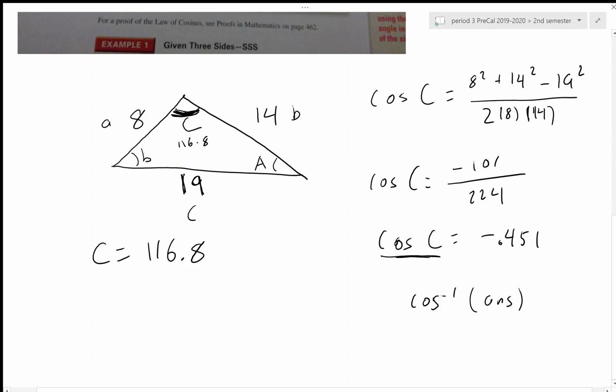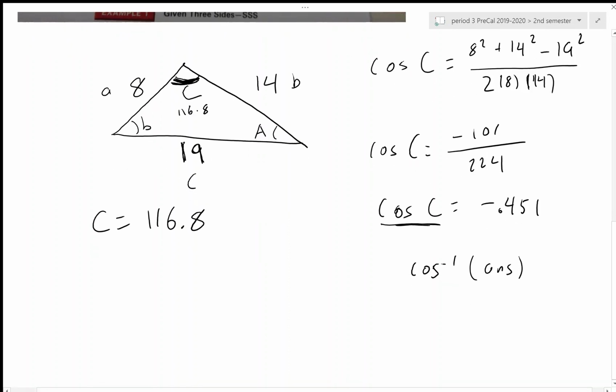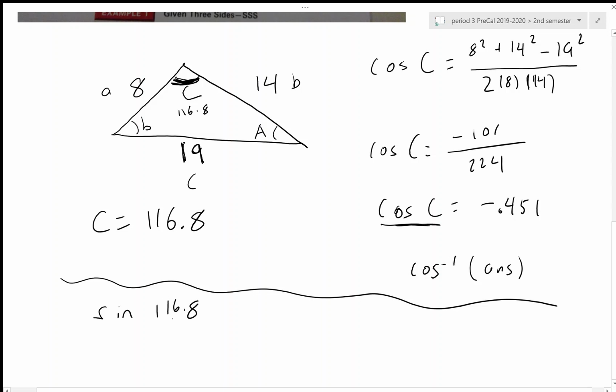Now, from here you have options. I can do the same thing to find A or B, or I can use the law of sines. So let's say I use the law of sines here. Sine of 116.8 over its opposite side, 19, equals, in this case I'll do B, sine of B over 14.